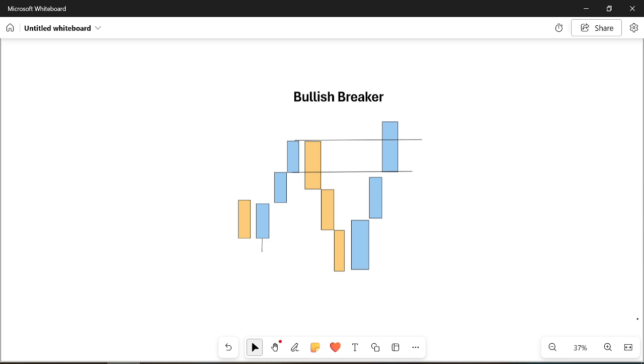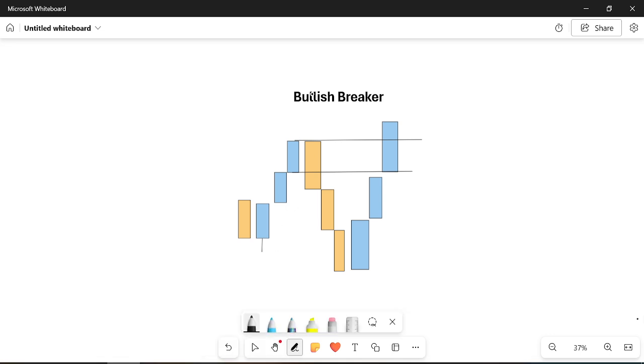Most of the traders mark the ICT breaker block wrong, and that's why they take the wrong trades. And most of them confuse it with the mitigation block. In the next video, I will be teaching you guys the mitigation block. In this video, we will be discussing the ICT breaker block.